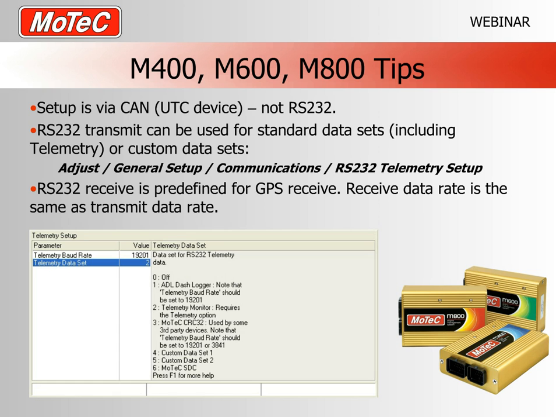In an M800, we can also receive GPS data, and this is a predefined function, so there is no menu option here as to how that works. The only thing you can change is the data rate. The two GPSs that we commonly sell are either at 19,200 bits per second or 38,400 bits per second, so it's important that your telemetry baud rate is set to the same number.